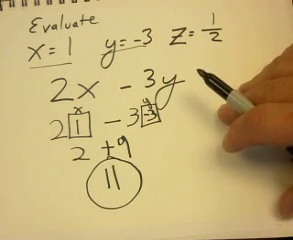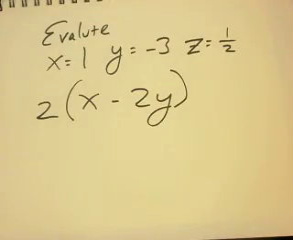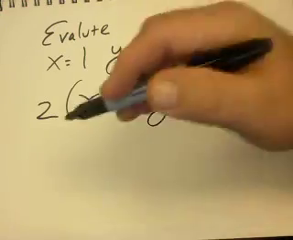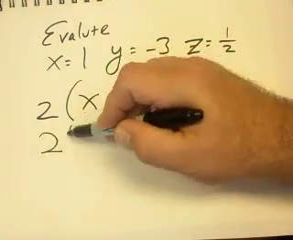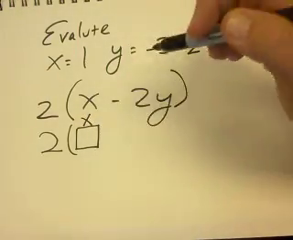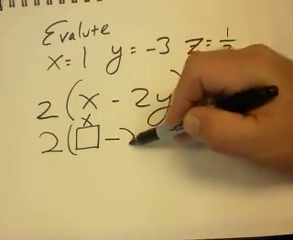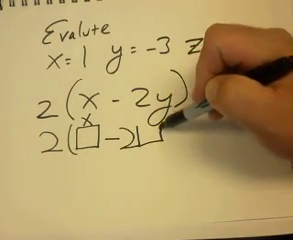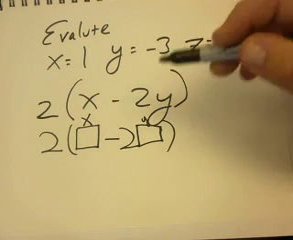Let's do one more like this. Evaluate where x is 1, y is negative 3, and z is 1/2. In this case, we've got 2 parentheses x minus 2y, close parentheses. Just because we have the parentheses, we're going to do the same thing. We're going to fill in 2 parentheses. In my parentheses, I pull out the x, and I put a box there, label it x. Subtract 2, pull out my y, leave an empty box there, label it y, close parentheses.